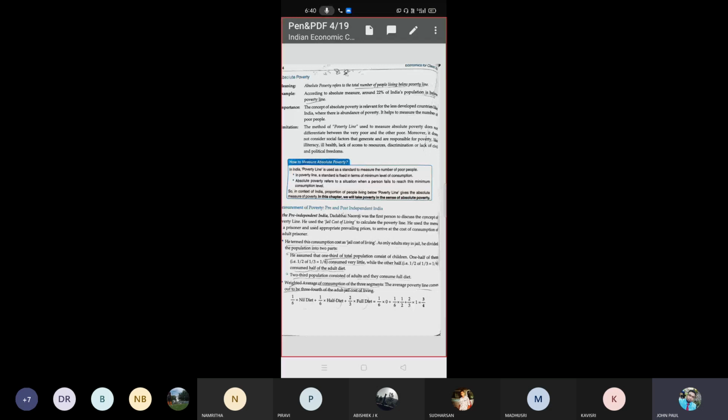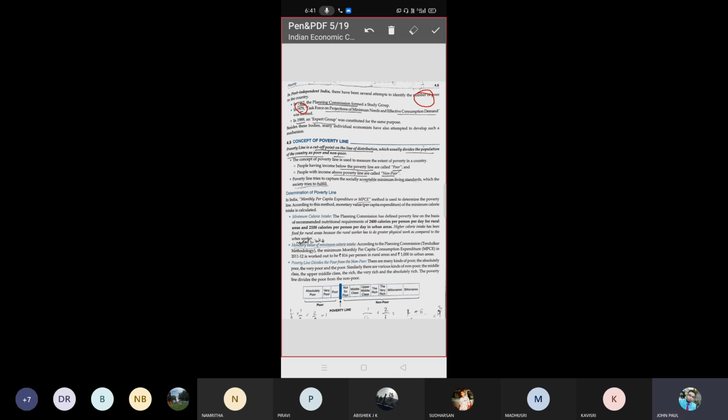In post-independent India, there have been several attempts to identify the number of poor in the country. Before independence, Dadabhai Naoroji's method was used to calculate the number of poor people in our country. In 1962, the Planning Commission was formed. The motive of the Planning Commission was to find out the number of poor people in our country.